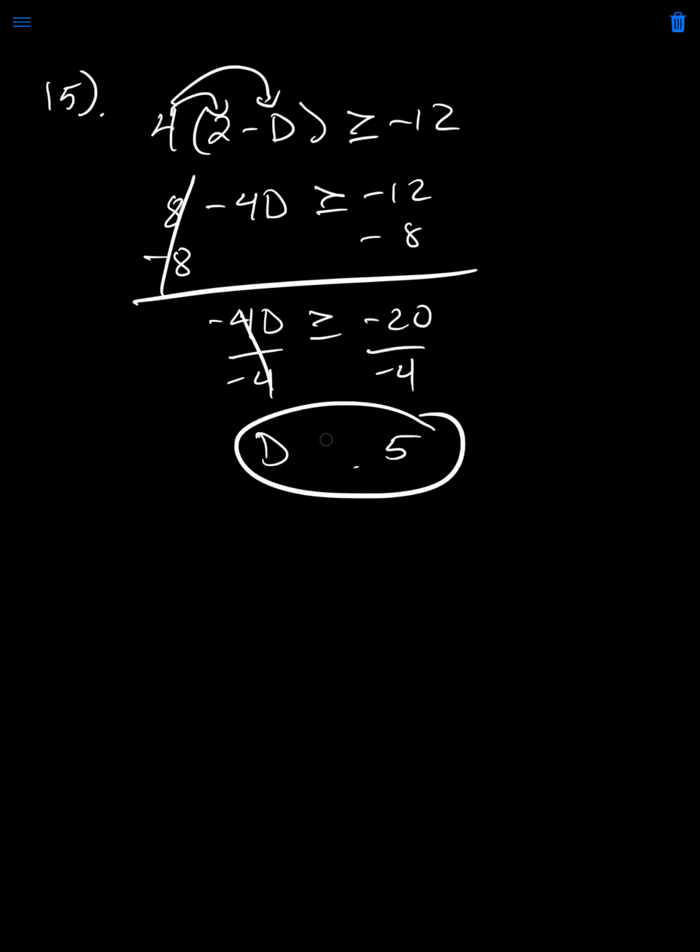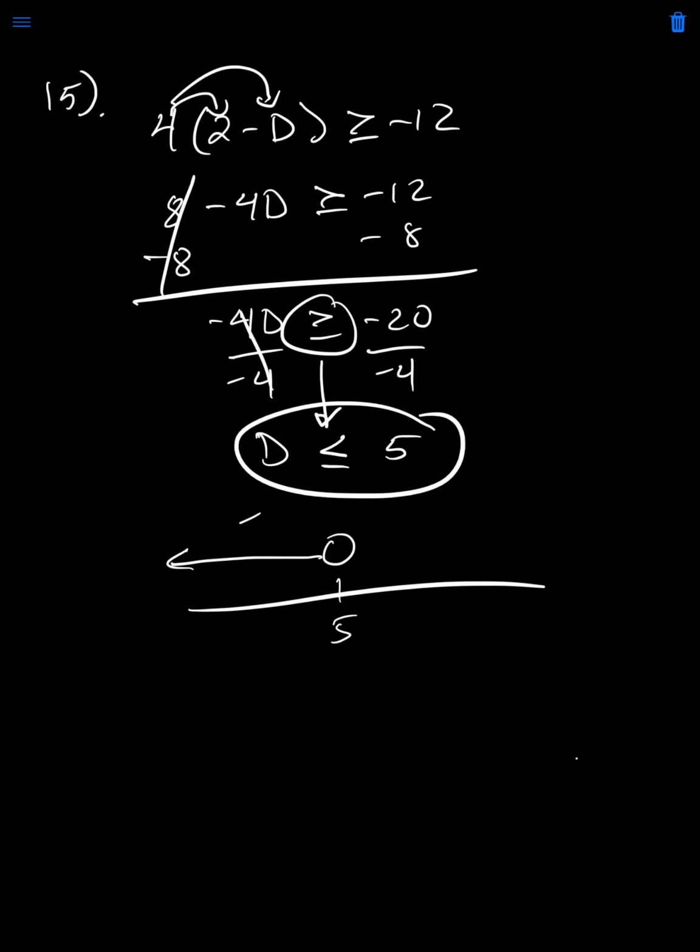Now, of course, I have to graph that. Oh, I know what I forgot to do. I forgot to flip the sign. Ha ha. We have to divide by a negative, so then this becomes less than or equal to. There we go. So because of that, I'm going to make sure I have the 5. And it's going to be a closed circle pointing to the left because it's less than or equal to.